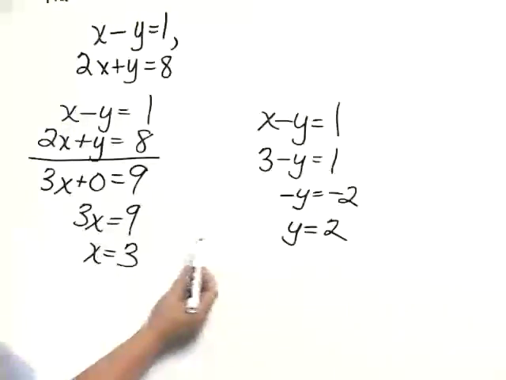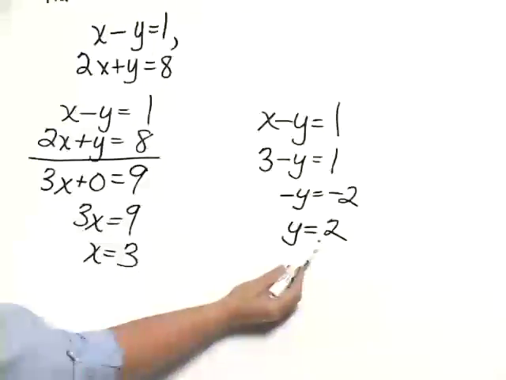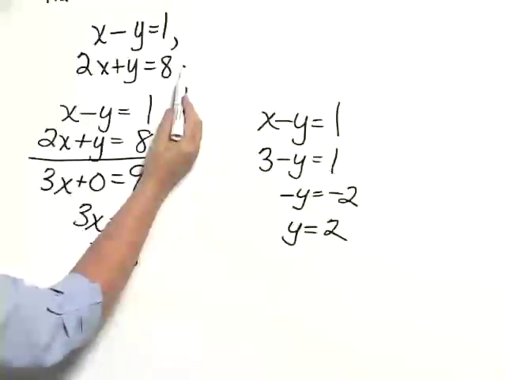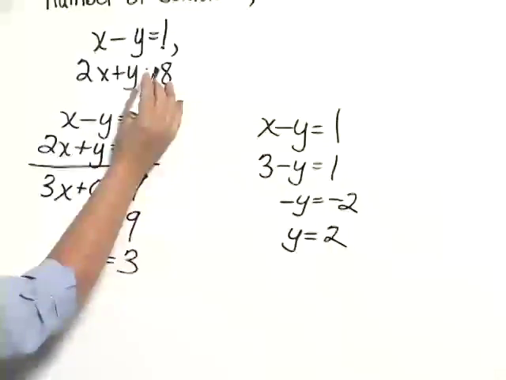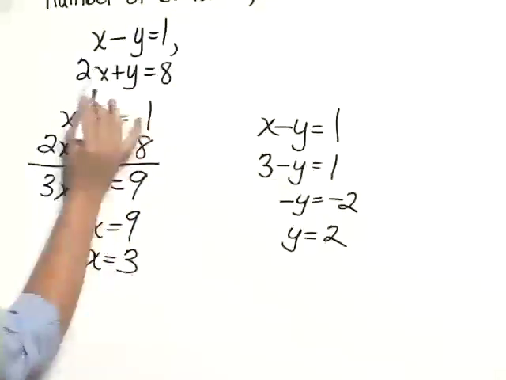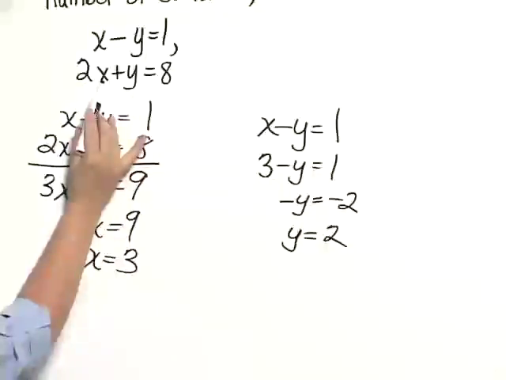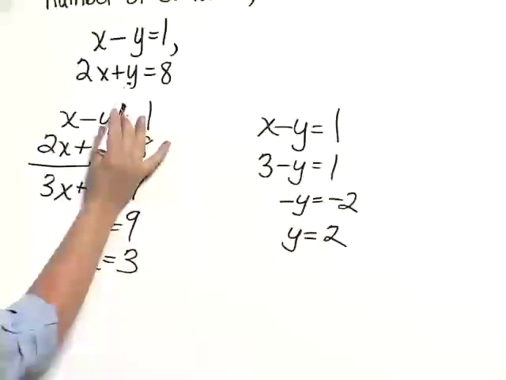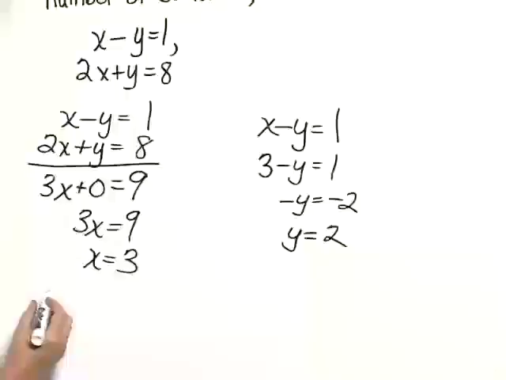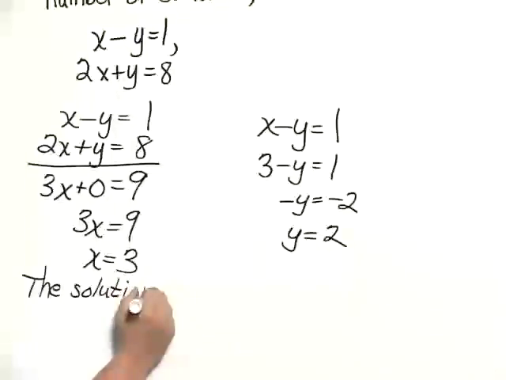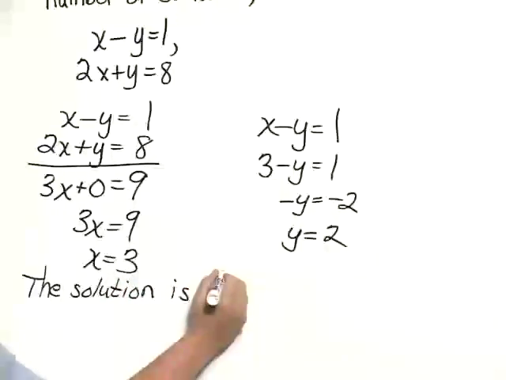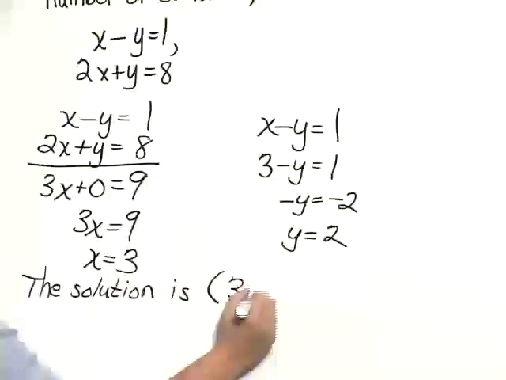I need to check that by substituting 3 for x and 2 for y in both equations. Just doing it mentally, 3 minus 2 is 1. That checks. In the second equation, 2 times 3 is 6, plus 2 is 8. That checks. So I can state my solution. I can say the solution is, and then I want to write the solution as an ordered pair with x first, (3, 2).